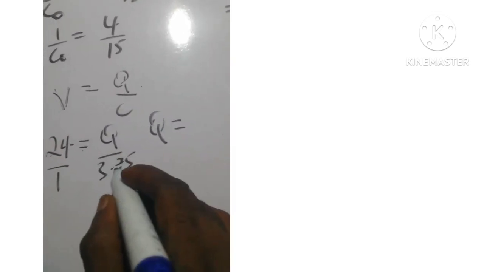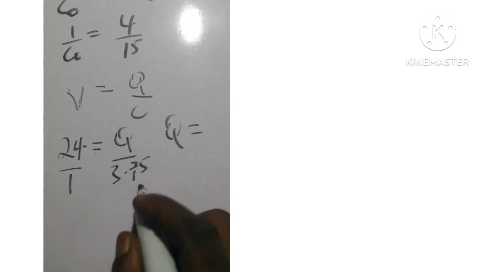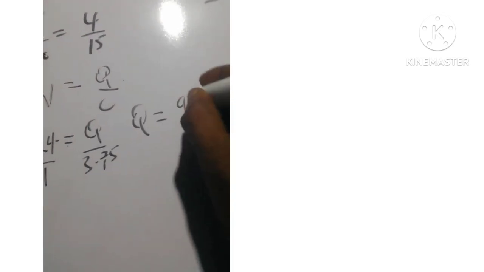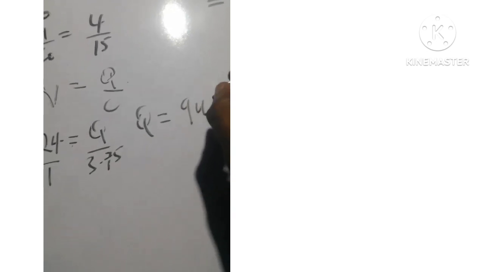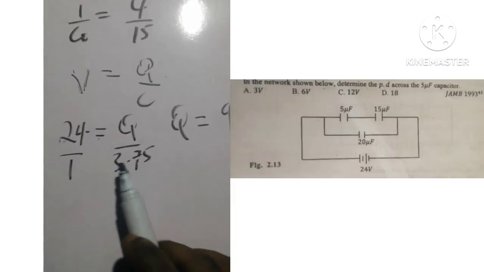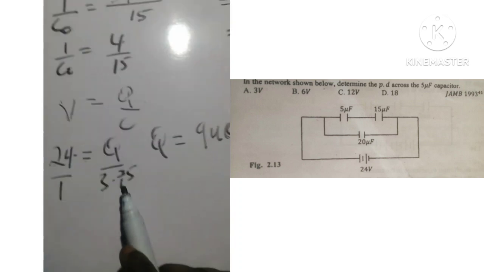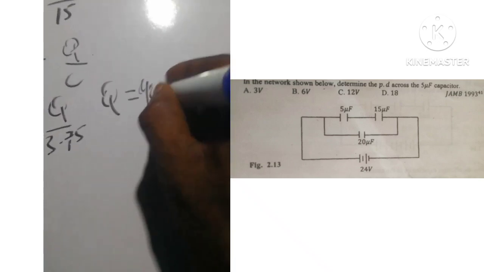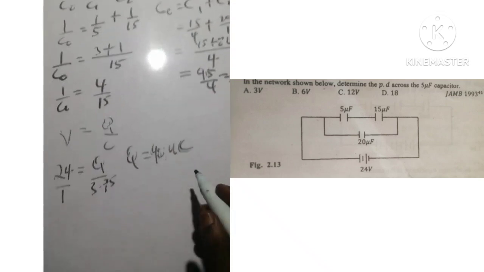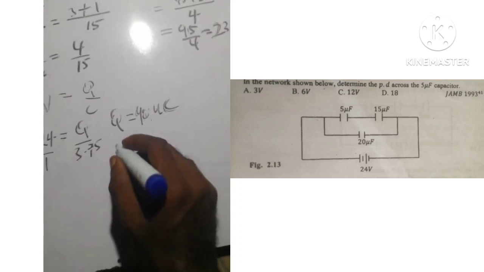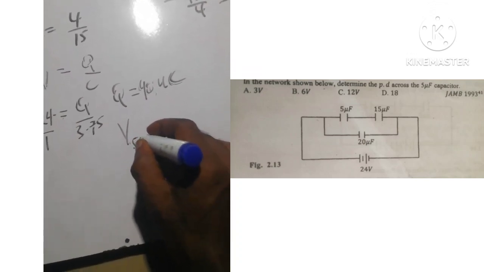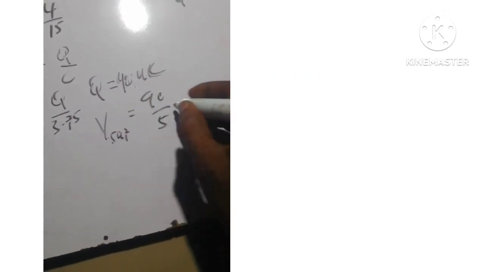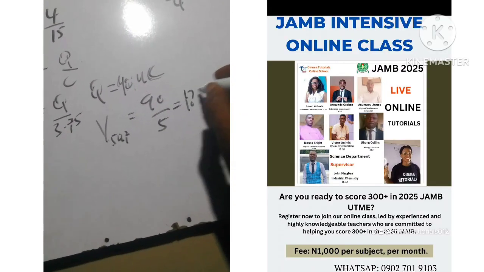So your charge now becomes, you cross multiply this times this, which will give us 90 microcoulomb, because we did not convert the microfarad to farad. So it will give us 90 microcoulomb. Take note of that. Now, once you have gotten this 90, for me to get the voltage in the 5 microfarad, I will say V5 equals the charge, which is 90 over 5. That will give us 18 volts.